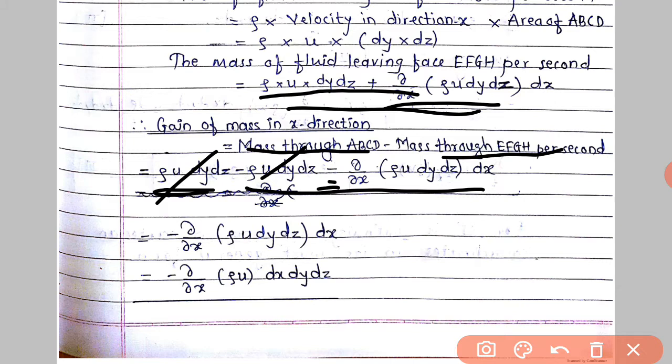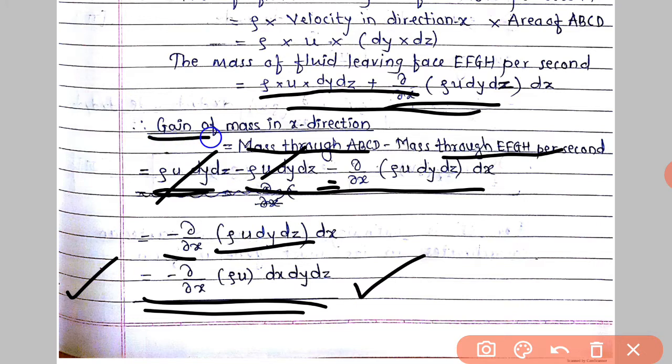So gain of mass in x direction will be minus ∂/∂x of ρu dy dz dx, and simply we can write this as: gain of mass in x direction will be equal to minus ∂/∂x (ρu) into dx dy dz. This is gain of mass in x direction.